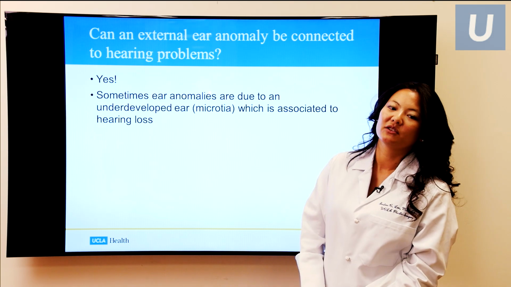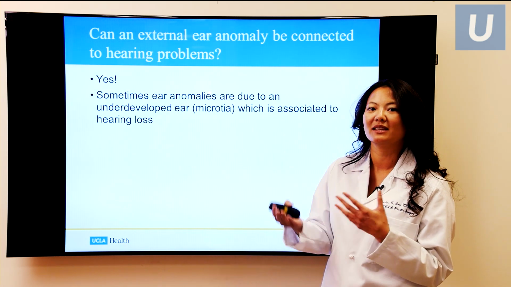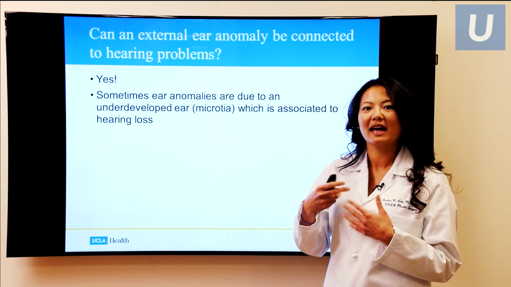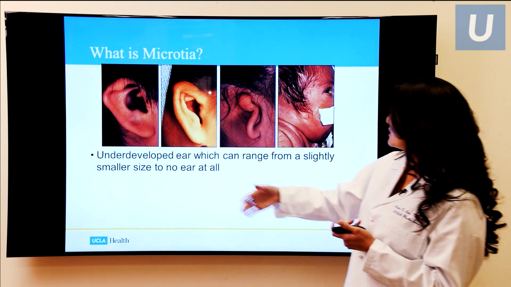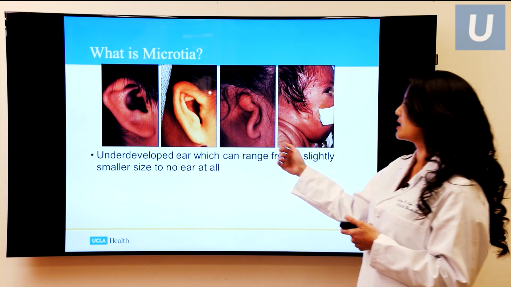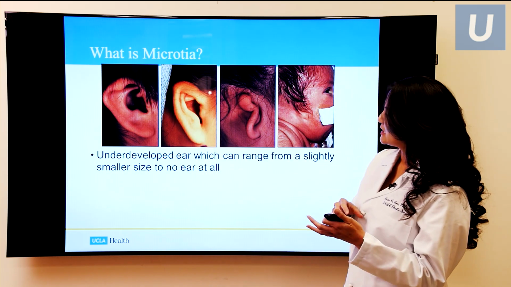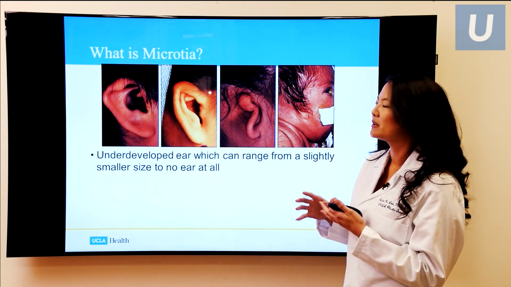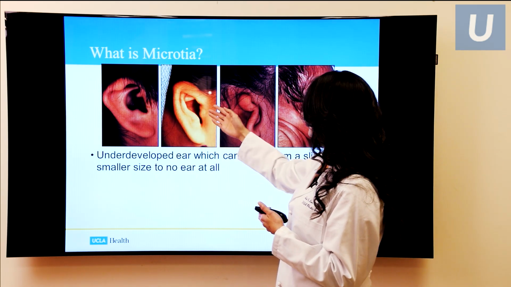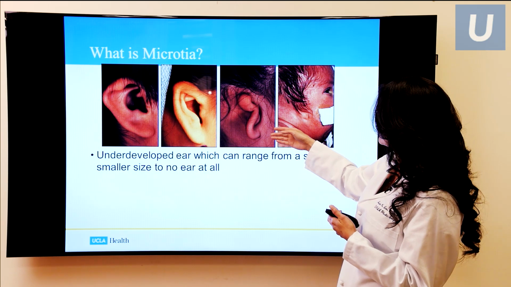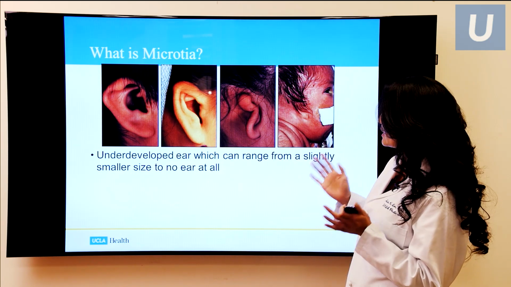And this is usually associated with hearing loss because it's not just the outside ear that's affected, but also the inside ear, also the lack of an ear canal. So what is microtia? Well, it looks something like this. It's a real spectrum. You can have an ear where the size is maybe a little bit smaller than normal, but looks relatively normal, to something that's smaller than normal and looks abnormal, to something that looks like a little peanut, to no ear at all. So it's really quite a spectrum.